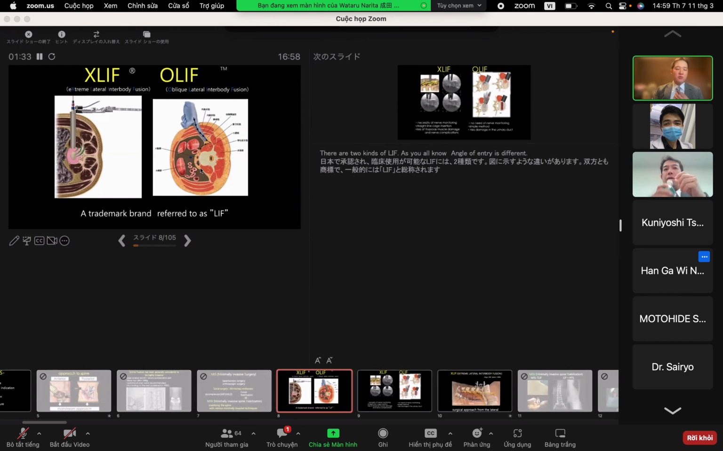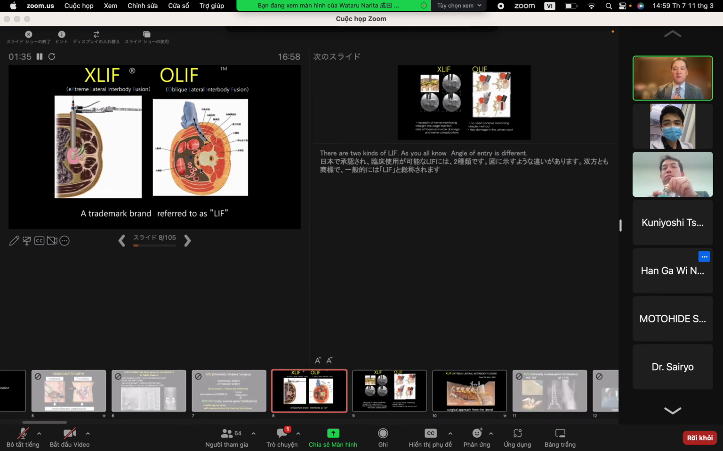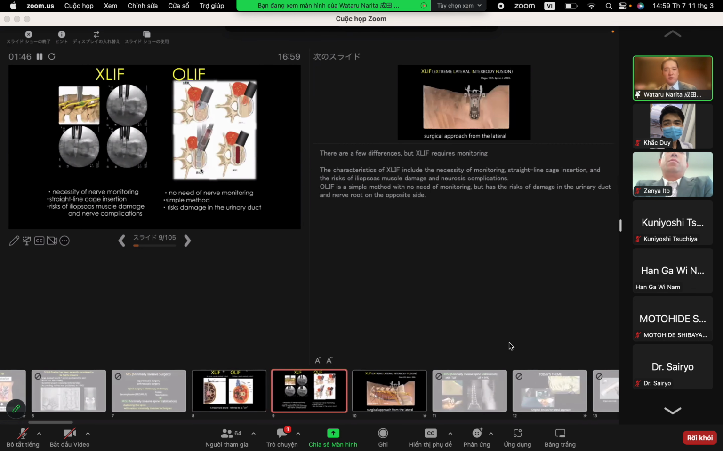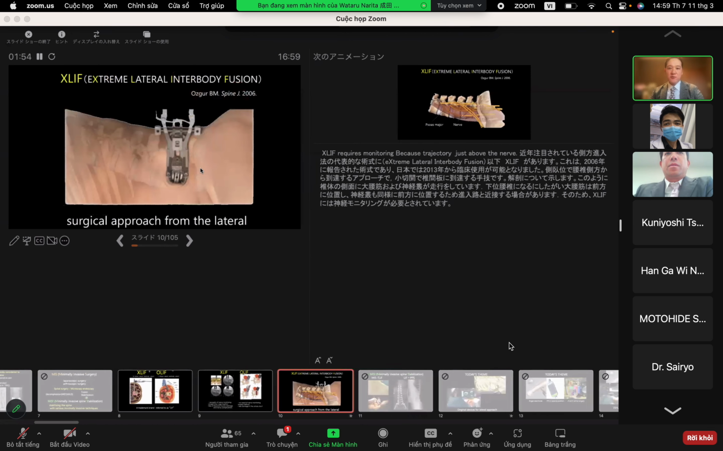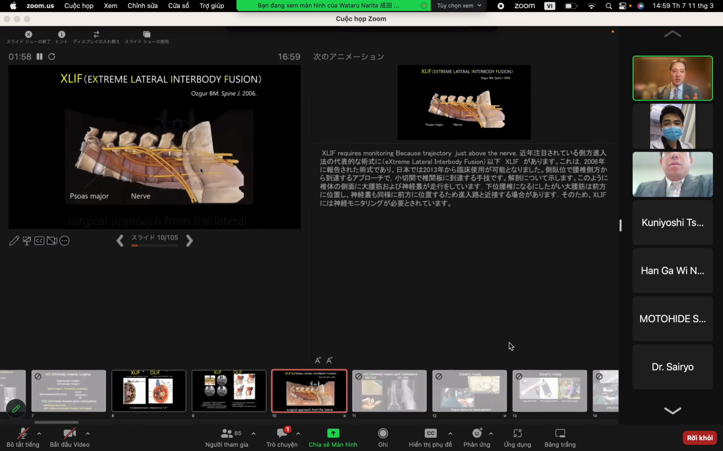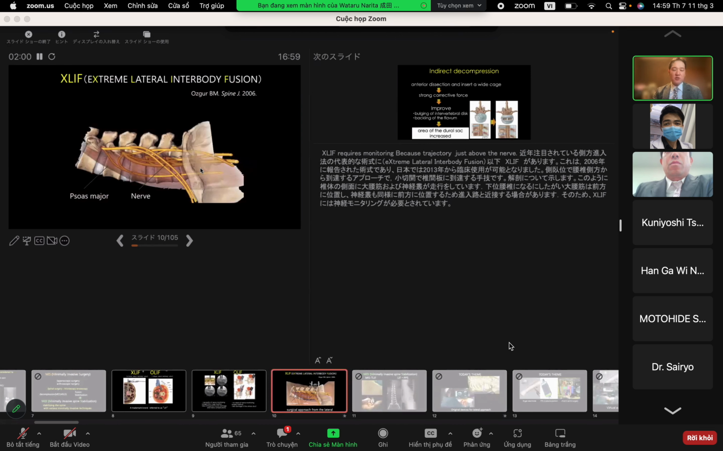And there are two kinds of LLIF, as you know, where the angle is different. The trajectory is different, straight or angled. There are a few differences, but XLIF requires nerve monitoring. There is a big difference. Here, XLIF requires monitoring because the trajectory is just about the nerve. And nerve injury is a big problem of the XLIF procedure.